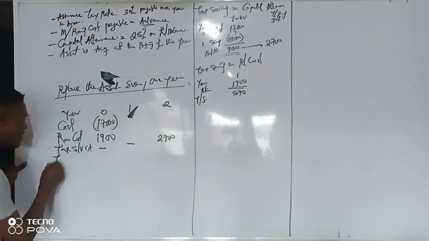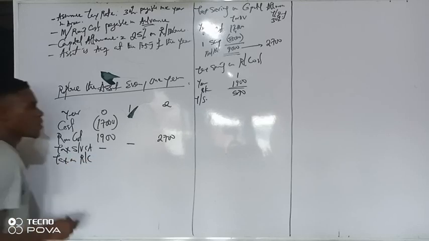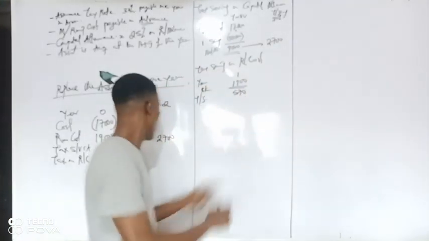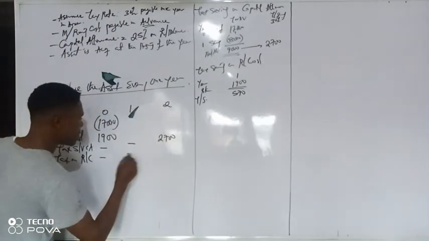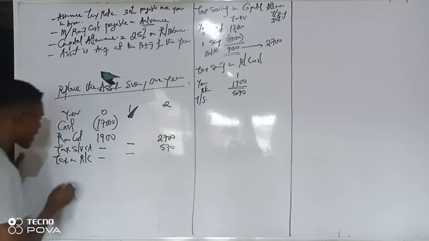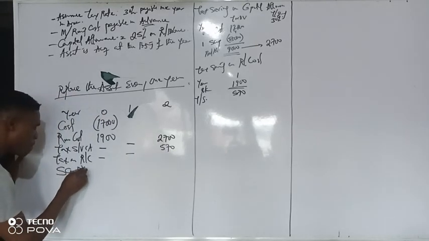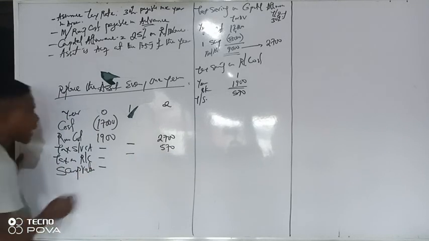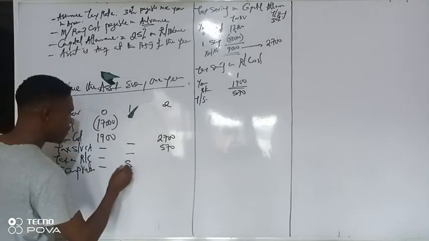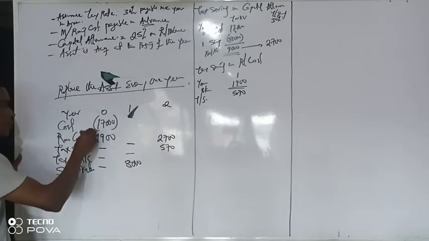Then tax savings on running costs or maintenance costs. When does it occur? Year 1. When are you paying it now? Year 2. That will be 570. Then the scrap value now. How much is the scrap value? When are we receiving it? Year 1. 8,000. Have we done this now? This is a cost of value.